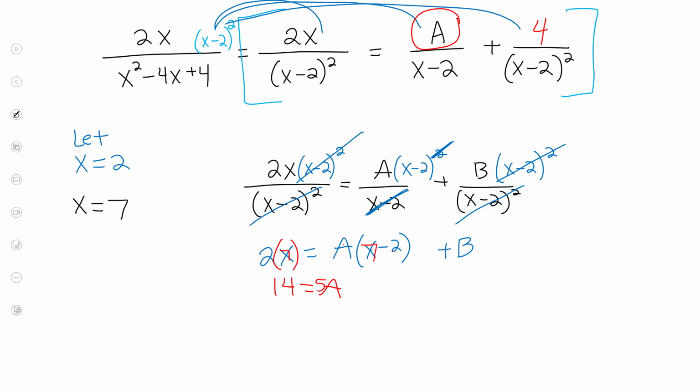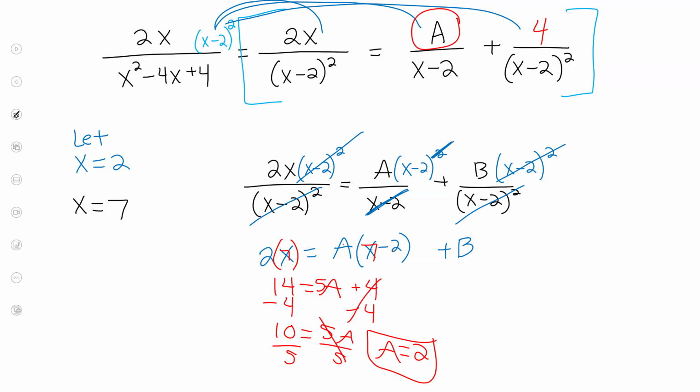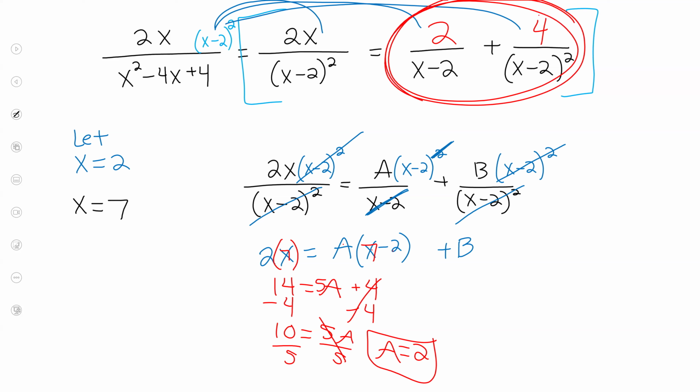So this becomes 5A. And what did we say B was? 4. Okay, so we're going to subtract 4 from both sides. We get 10 equals 5A. Divide by 5. What is A equal to? So that is your A value. So guys, this is my answer. I have to do this process when you have a repeating factor. When the denominator has a double factor, that's what you're going to have to do.